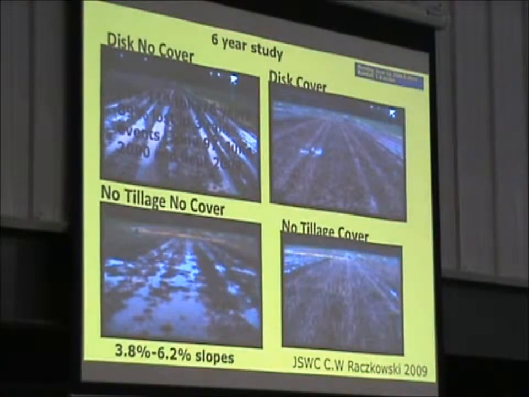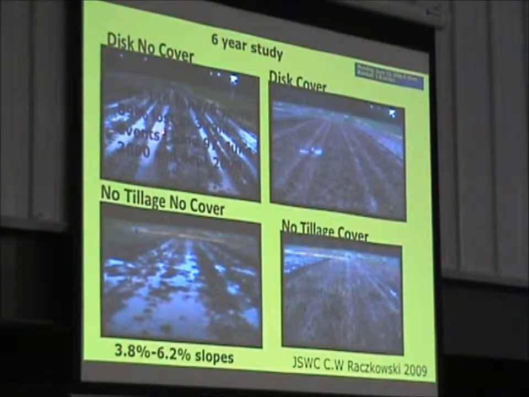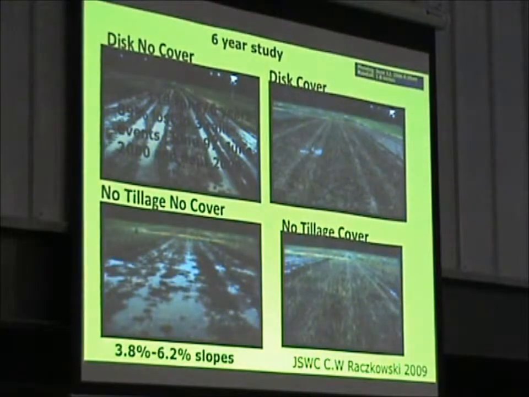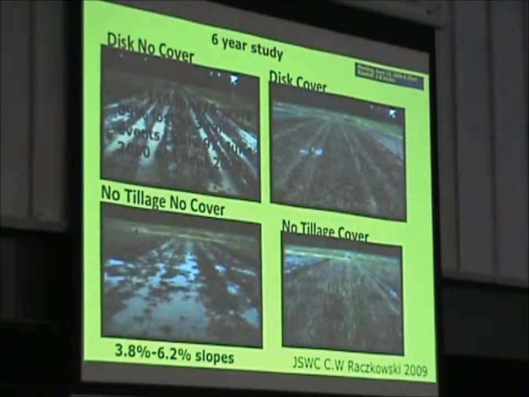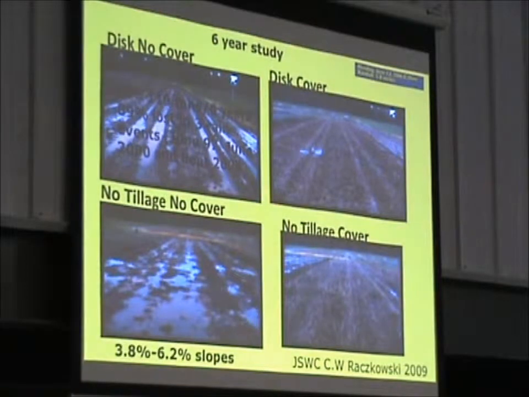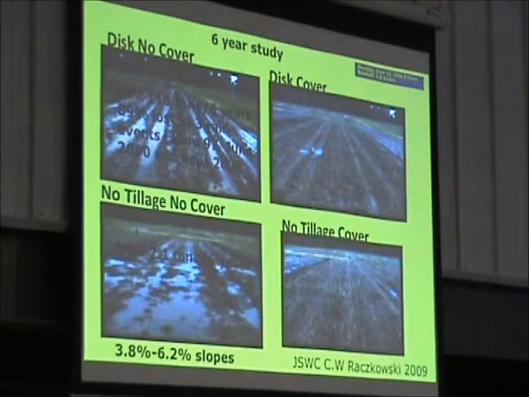You can't see this, so they changed the font. Conventional, in the 6-year study, lost 119 tons. 89% of those 119 tons were lost in 3 rain events. Okay, now let's think about this. In a 6-year window, 3 rain events, you lost 119 tons. 89% of that tonnage was lost in 3 rain events. No-till lost 7.1 tons. Can you imagine if you have a cover?